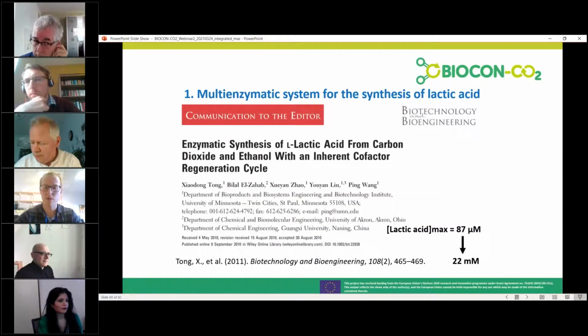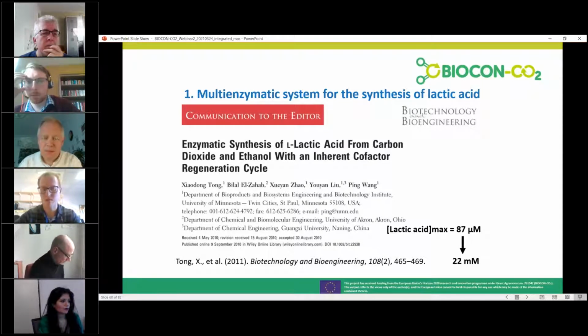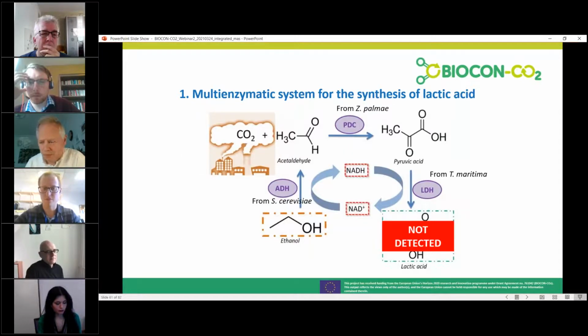We have one article published in 2011 where this system was used, and they reported to attain a lactic acid concentration of 87 micromolar. So in the BIOCON-CO2 project, in order to make it industrially feasible, we aim to reach a 22 millimolar concentration. Next slide, please. So the first thing we did is to perform the reaction as they did, but we found that the system didn't perform as expected, and we couldn't detect any lactic acid. So what we need to do is to give a more in-detail study of the system.